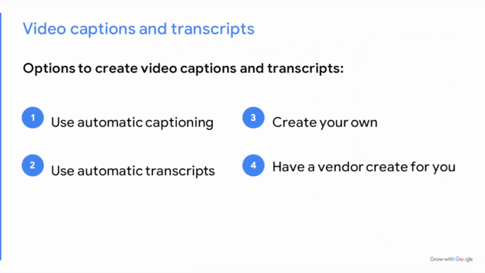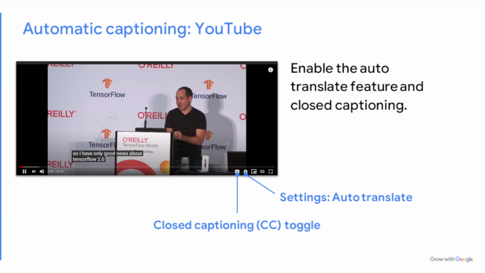So as we look at having captions and transcripts, it's important for us to lean a lot into the tools that are available to us, like automatic transcripts and captioning, which a lot of the video programs already have, or you can create your own, or even have somebody else do that for you. As you see here with YouTube, automatic captioning is a part of YouTube already. All you need to do is enable the auto translate feature and closed captioning, which is really exciting. You can see the settings to auto translate, and you can do closed captioning right here. You'll see that they can toggle here and utilize that, and it'll come up.